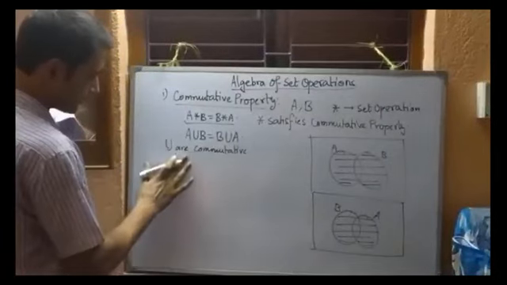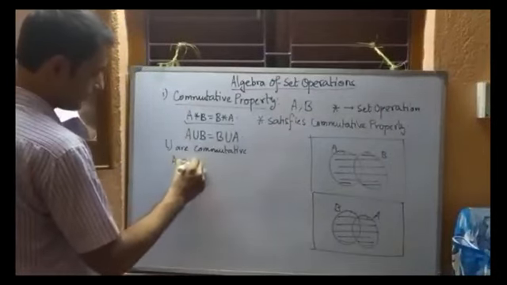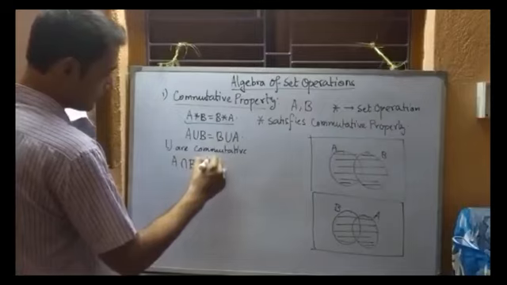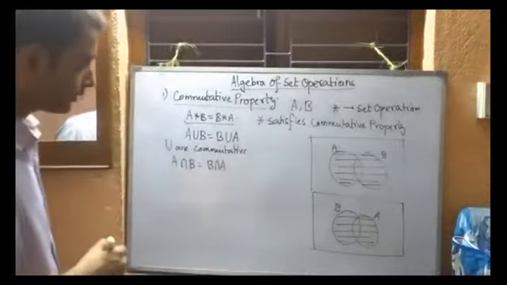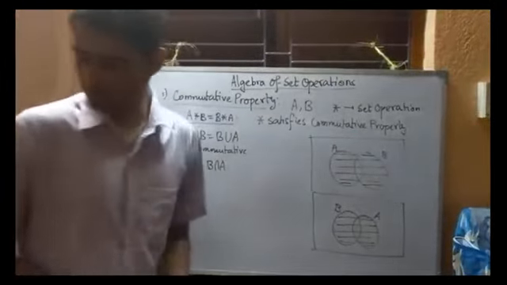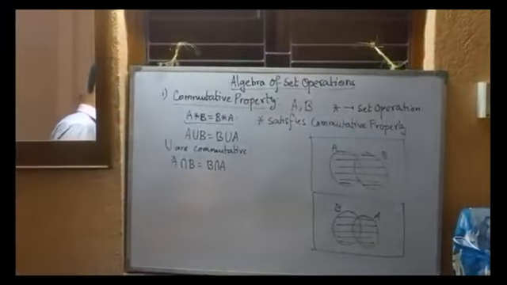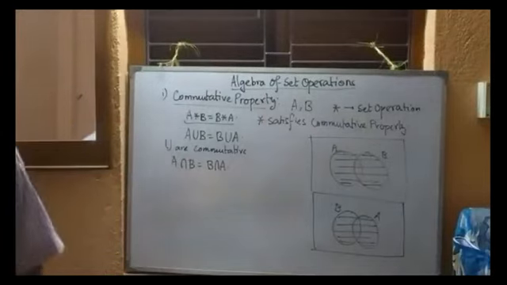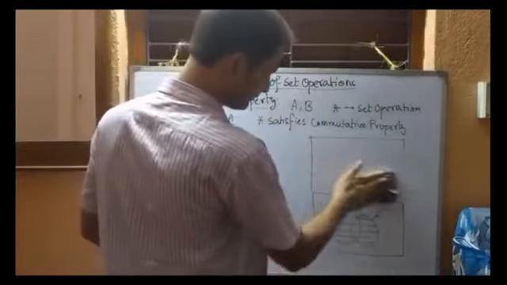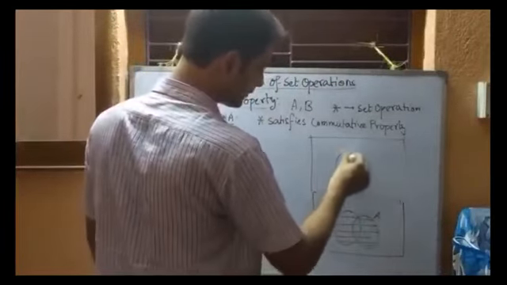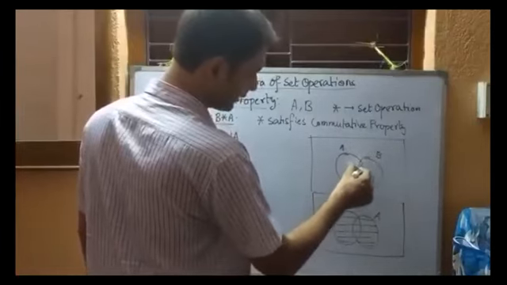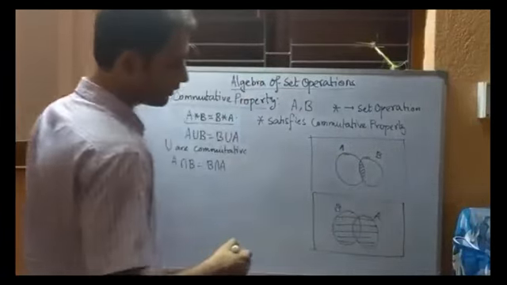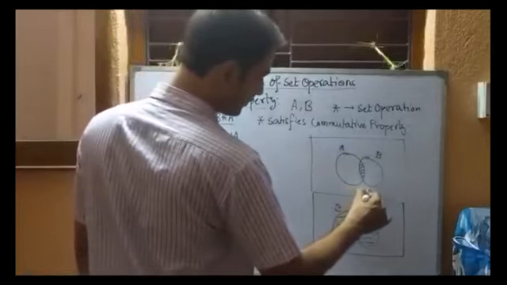Next is intersection. To verify whether A intersection B is B intersection A, see again, if we draw the Venn diagram, it will look like this. So this is A, this is B. The intersection will be given at the overlap position. So it is A intersection B.